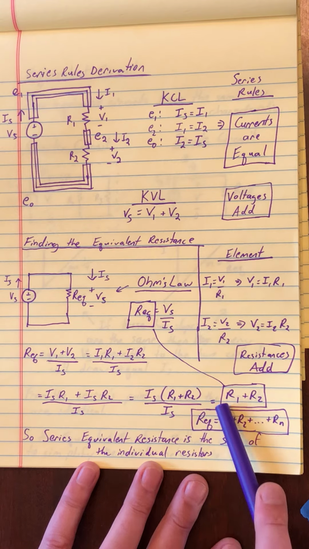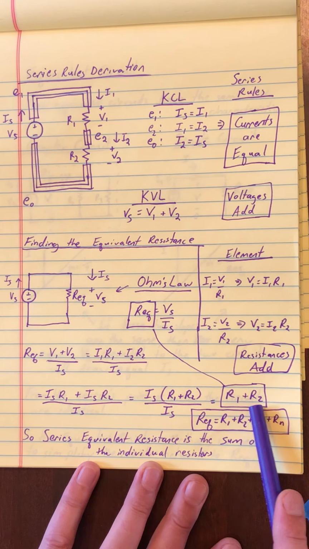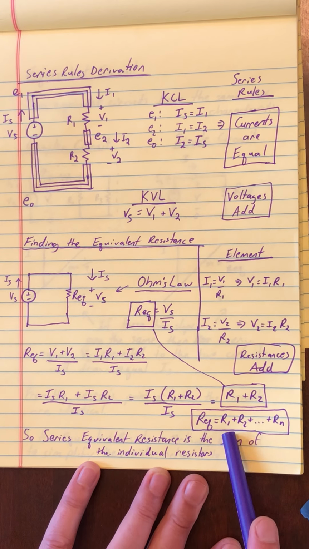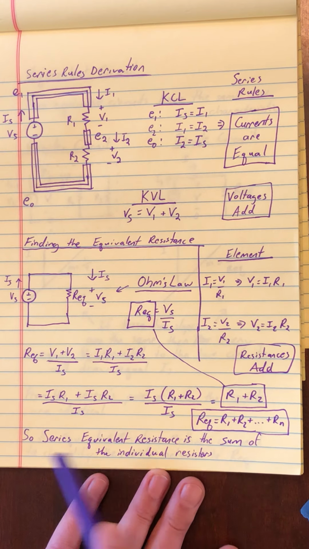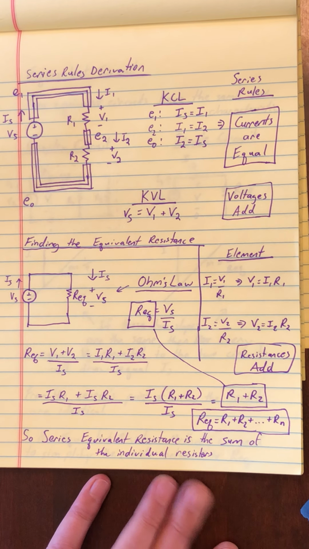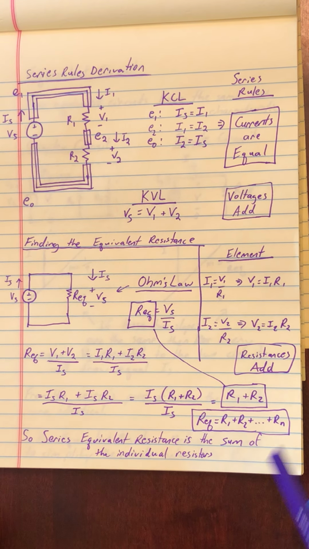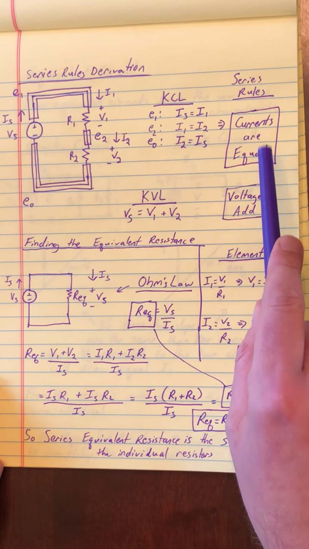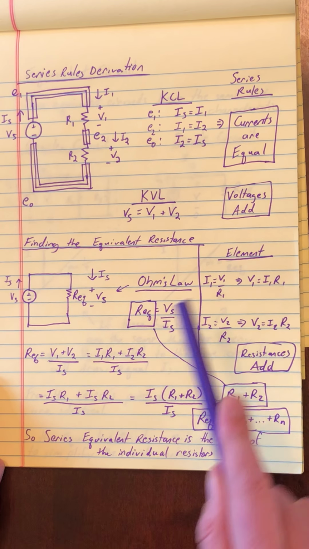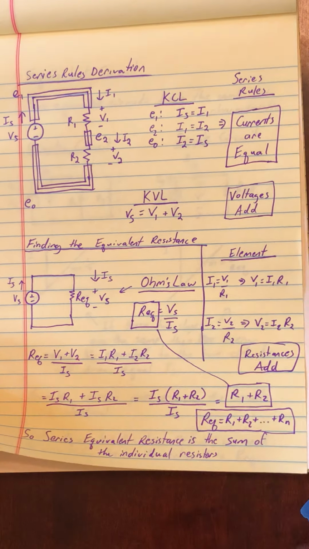So the equivalent resistance when I look at the series combination is just going to be the sum of those two resistors. So Req is R1 plus R2 plus all the way down to however many I have. And there is the result: the equivalent resistance is the sum of the individual resistors. So those are our rules. KVL and KCL are reduced to the currents are equal and the voltages add, and to solve for equivalent resistance in this particular situation, we just add those resistances up.